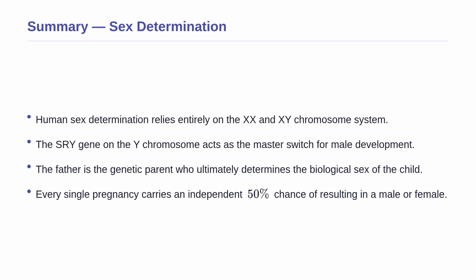Finally, every single pregnancy carries an independent 50% chance of resulting in a male or female, ensuring a roughly equal balance of sexes in the human population. You now have a solid understanding of the fundamentals of human sex determination.